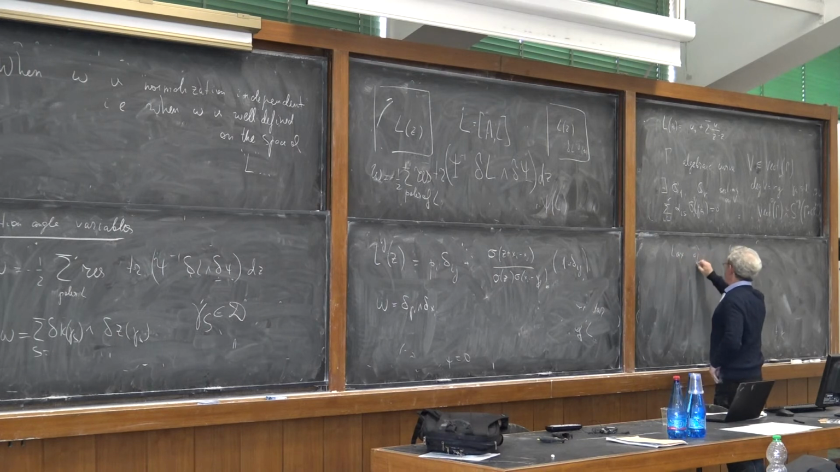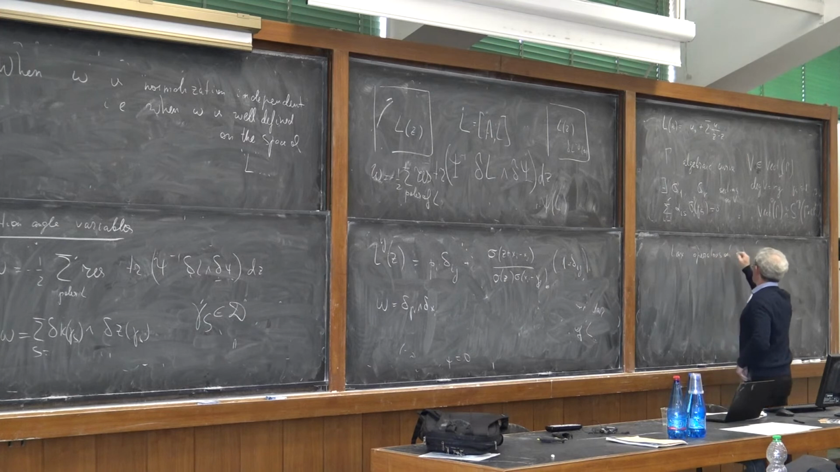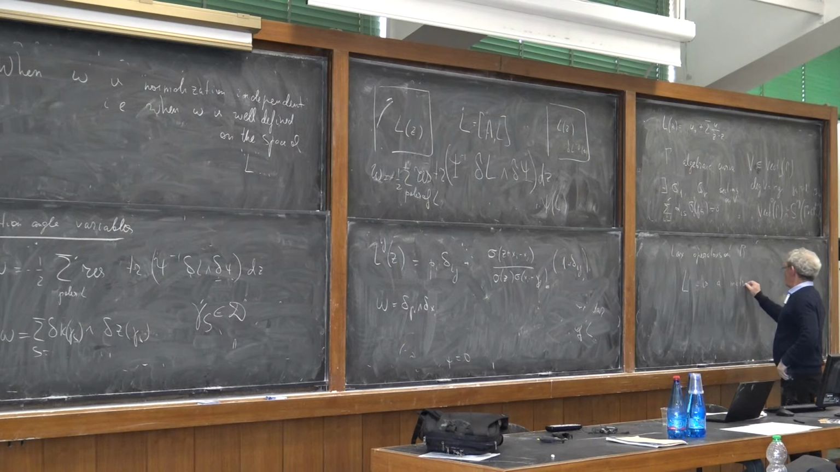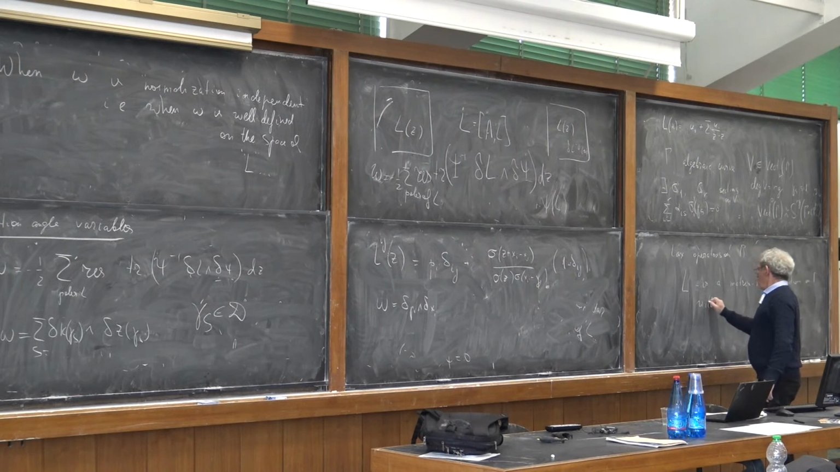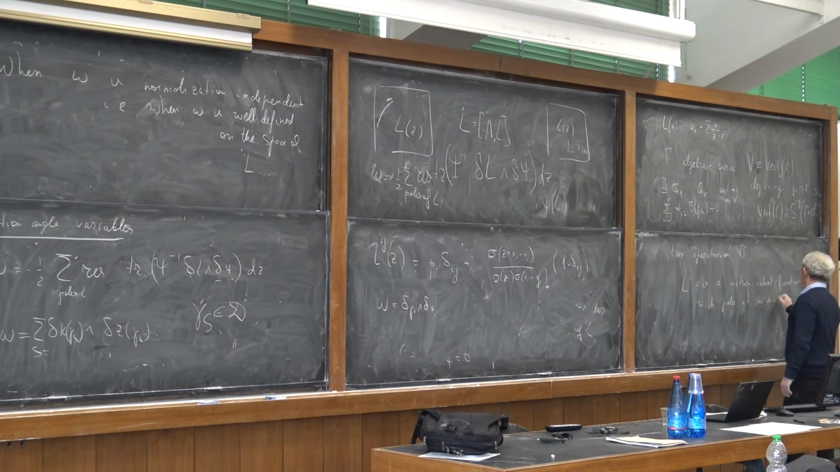That's why Lax operators on gamma are matrices L. L is a matrix valued function on gamma with poles at a divisor D, which is a model of our points Zi in the example above.